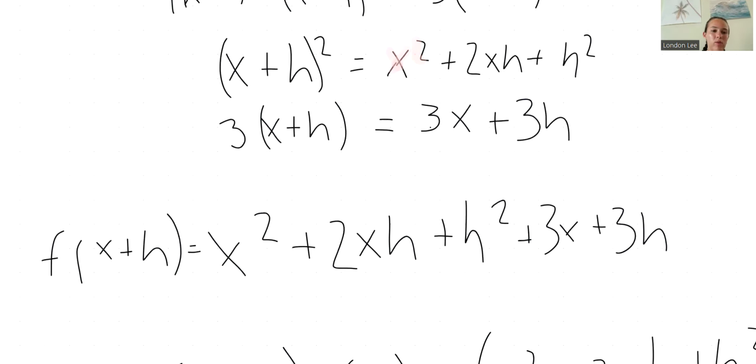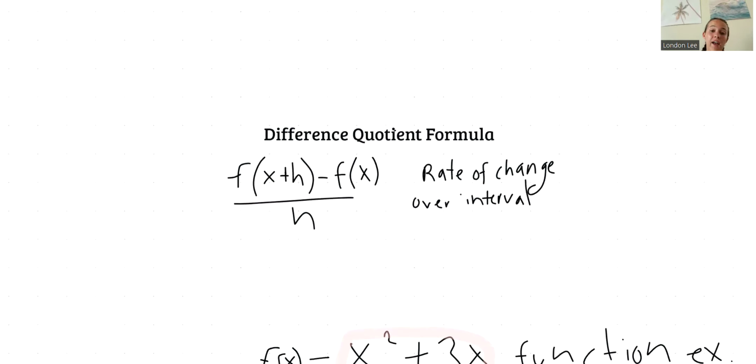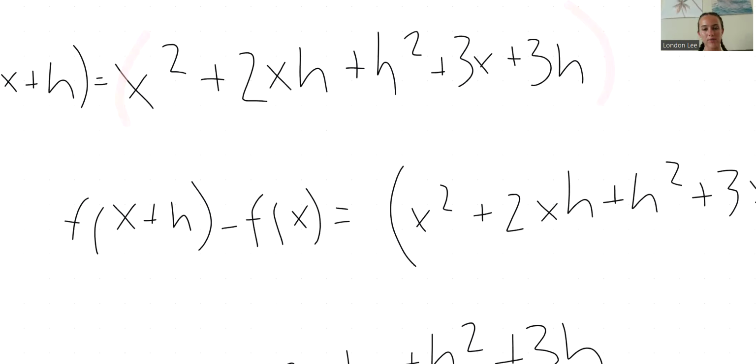So if we go back to that formula we were using before, you can see f of x plus h is the first part. So now we need to subtract f of x from the equation that we just got. So if we do that, we have our very long equation right here, minus the original equation, which was x squared plus 3x.